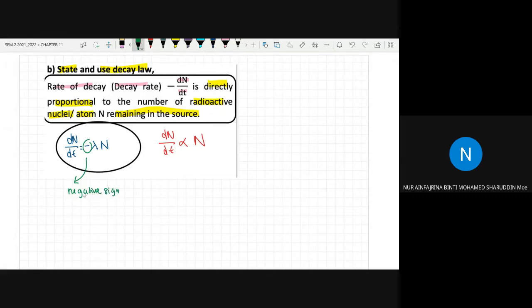Okay, copy while listening. The negative sign means that the number of nuclei decreases with time. Meaning your number of nuclei will decrease as your time increases. So we don't include the negative in calculation.